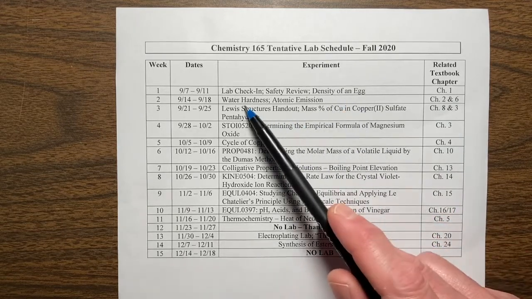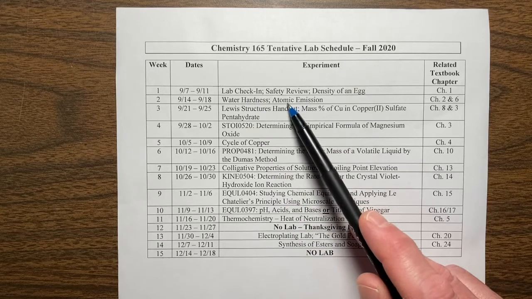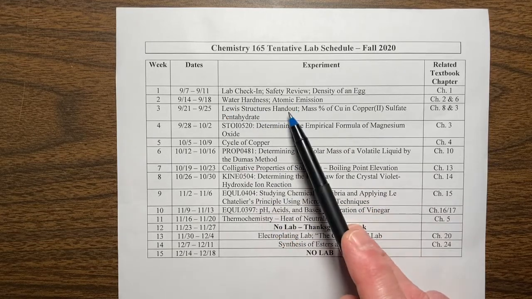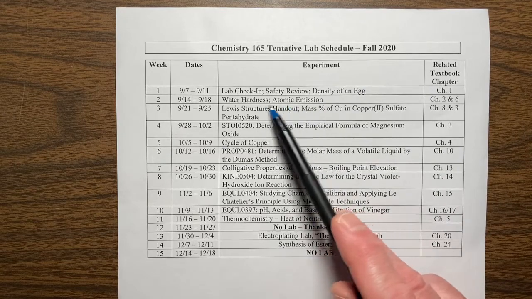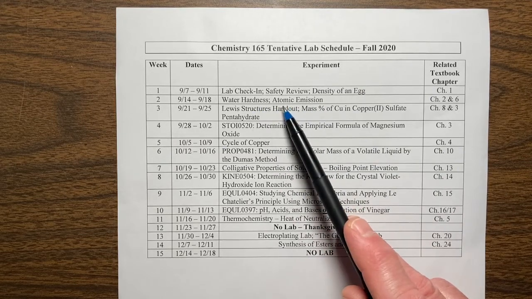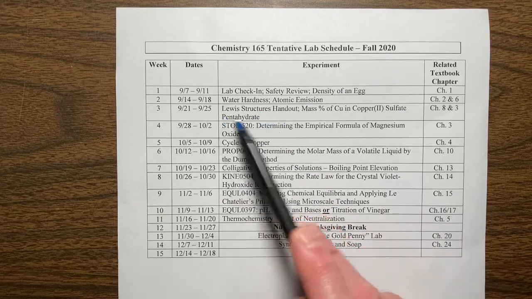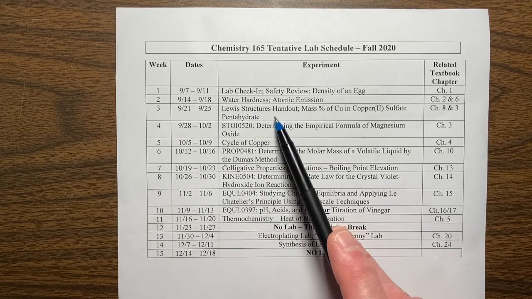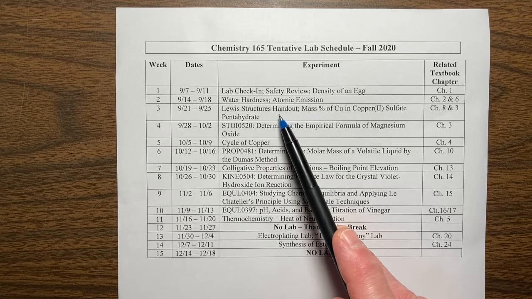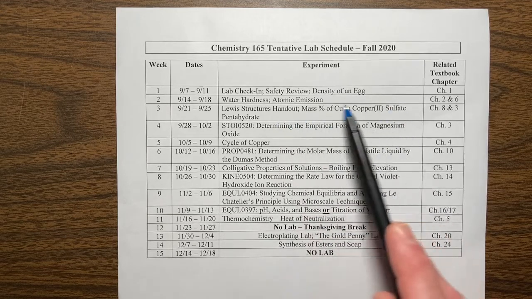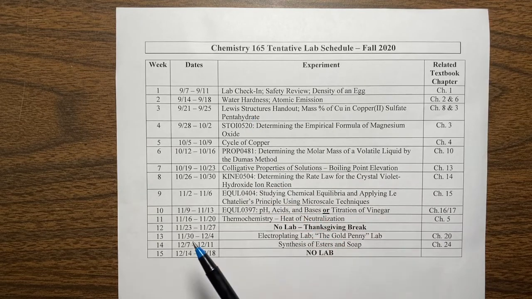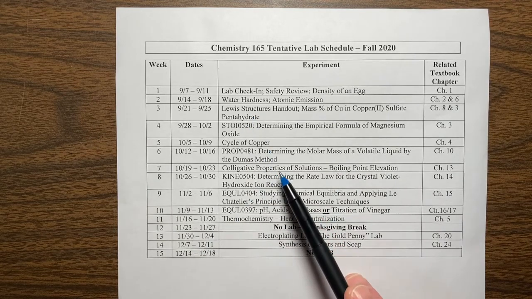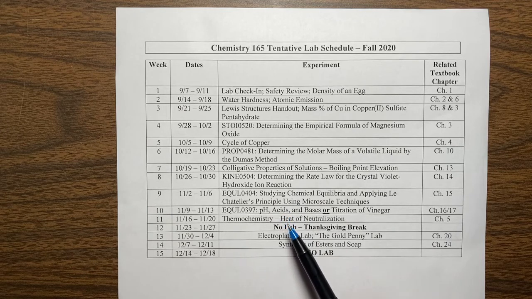Density of an egg, water hardness, atomic emission. That's 2 different labs. So in the second week of class, we're doing 2 different labs. Atomic emission's pretty short. I tried to combine 2 shorter labs into one 3.5-hour session. This Lewis structure handout in this week of class you could take home and work on. You don't have to stay the whole time and work on that. I might just have us do this lab first, and then you can start to work on that and take that home. And then for the rest of the weeks, I don't think there is more than 1 lab until we get near the end.